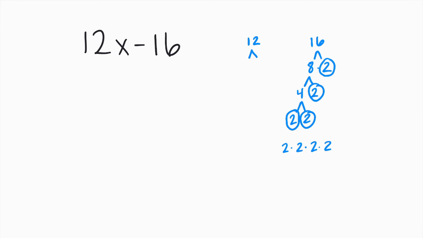Okay, now let's do 12. We'll do 3 and 4. 3 is prime, but 4 is not. And our 2's are prime. So this is the same as 3, 2, and 2.